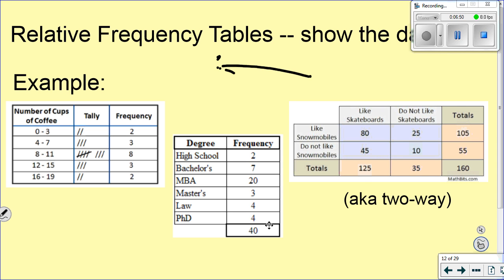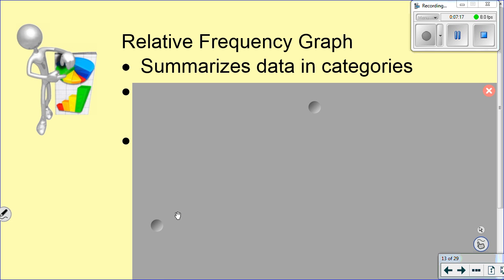And then finally here on the right-hand side, this is another way it might look. People that like snowboards versus people who do not like snowboards. Well, 80 plus 25 is going to give us 105. Do not like snowmobiles versus do like snowmobiles, and that total is 55. If I add up those two totals, I get 160 people total. So those totals are going to be really important with our frequency graphs.